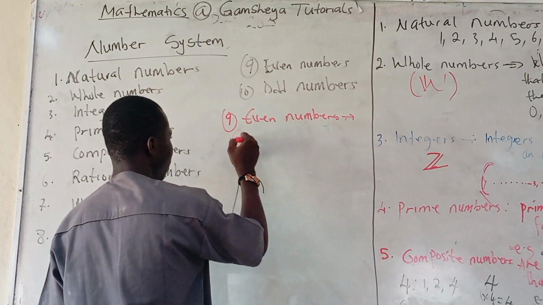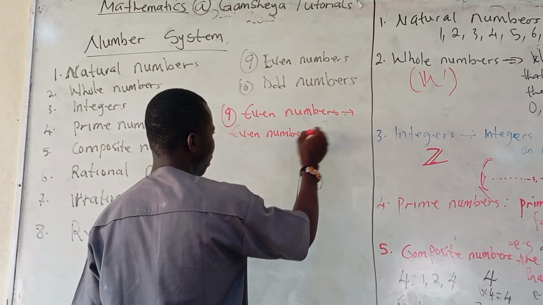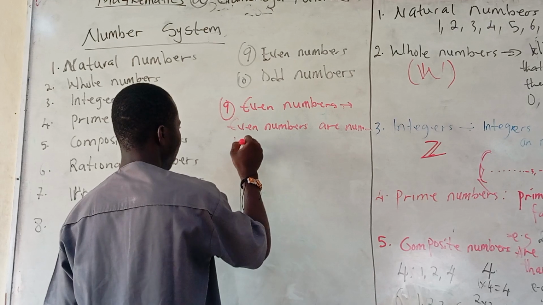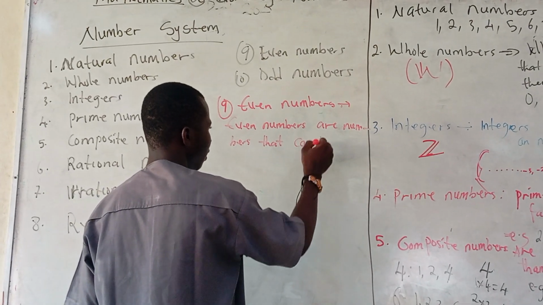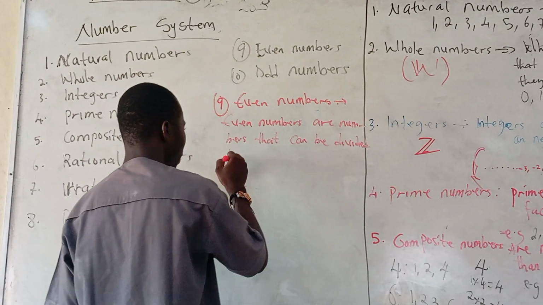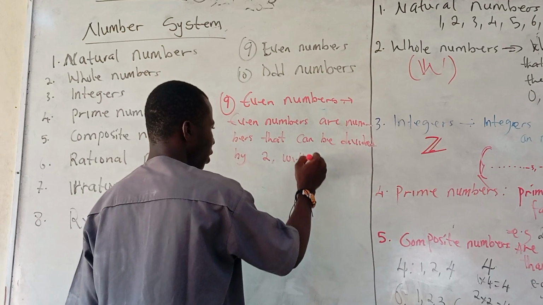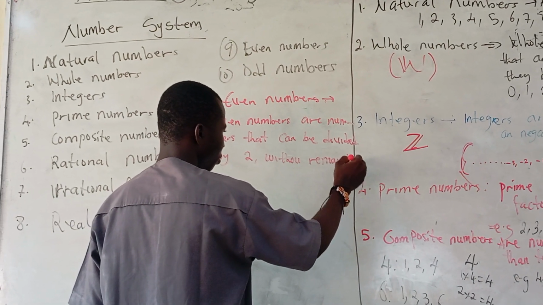Even numbers are numbers that can be divided by 2 without remainder. Even numbers are numbers that can be divided by 2 without remainder.